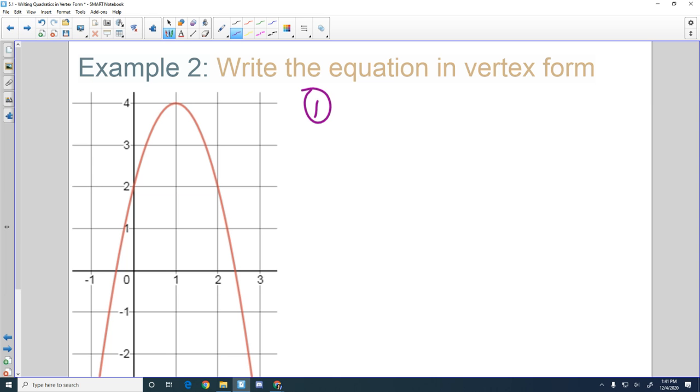Okay, what do we do first? Find a vertex. Carlos says 1, 4. Anyone agree? You're a brave man. Number 2. What's A?